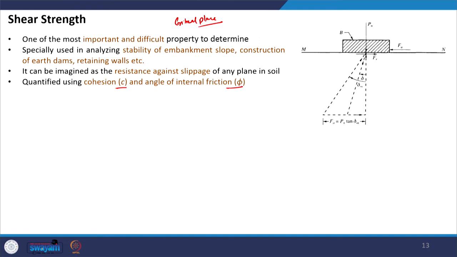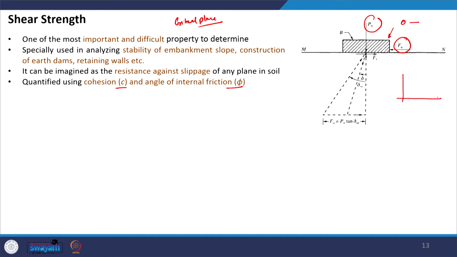Now, in order to understand these parameters and their relation with shear strength, let us take an example. On the right side of the screen, you are seeing a body B which is resting on the surface Mn and is subjected to a normal force Pn. It is also subjected to a tangential force, say Fa. In this experiment, we keep Pn constant and gradually increase the value of Fa from 0 to a particular value at which this box B will start sliding on the surface Mn.